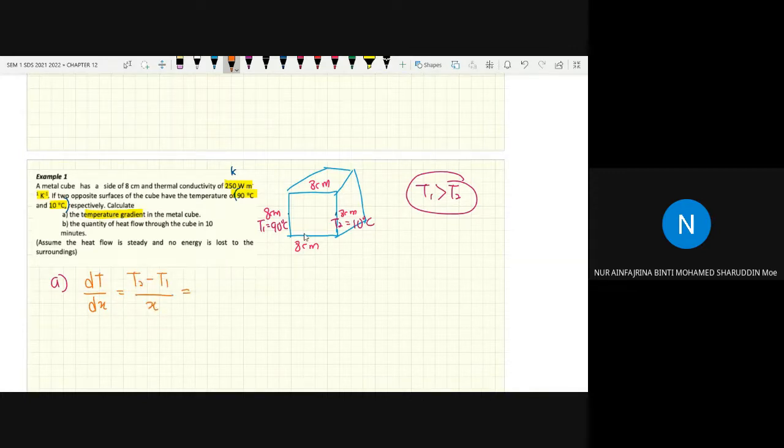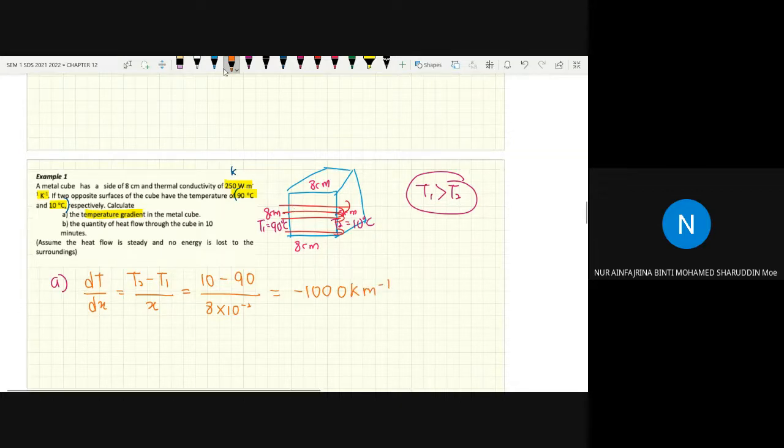So T2 awak dah tahu dia adalah 10, T1 adalah 90 and X. X kita berapa anyone? Dia akan flow from here to here. So berapa kita punya X? 8 cm. Very good. 8 cm, tukar dia kepada meter. So you tekan calculator, you akan dapat negative 1000 Kelvin per meter.